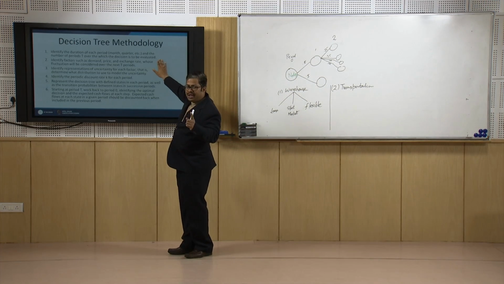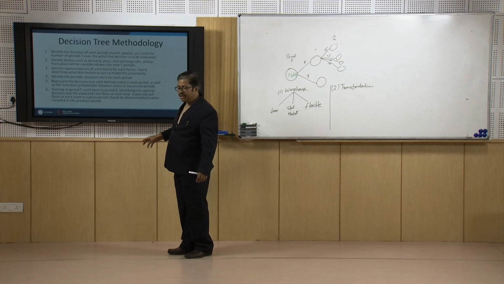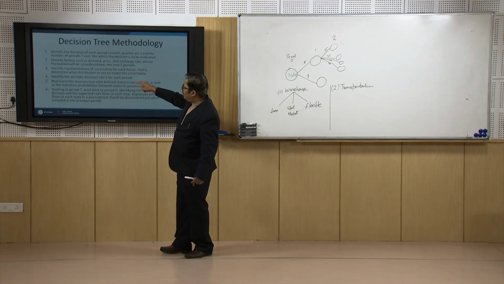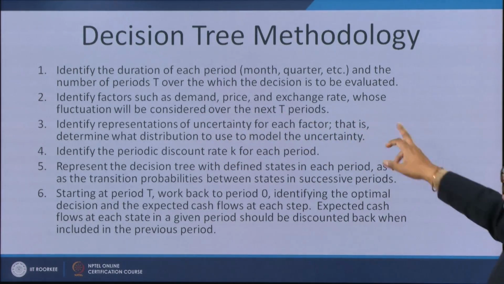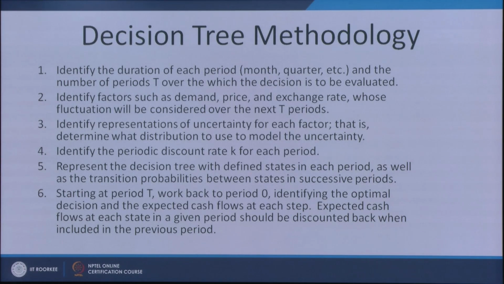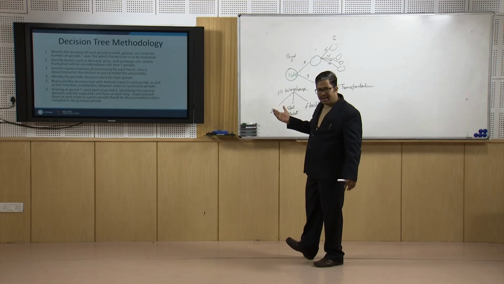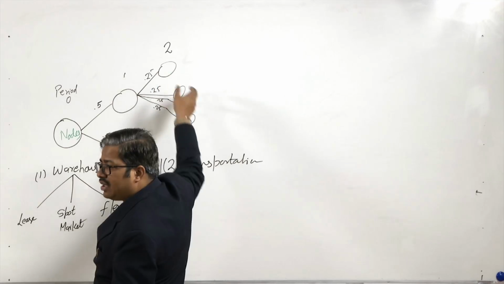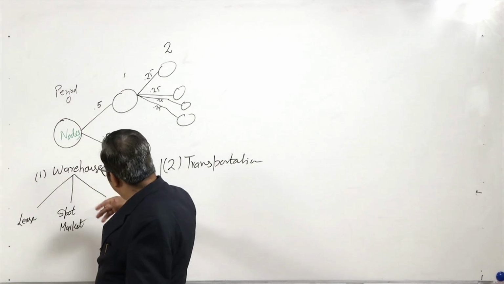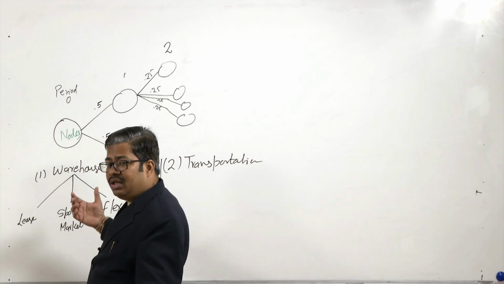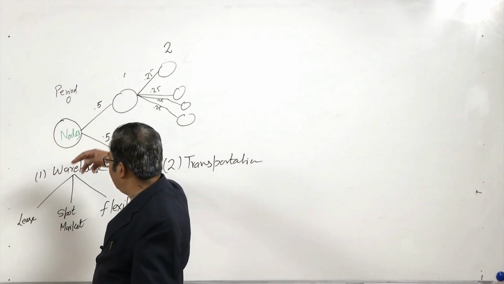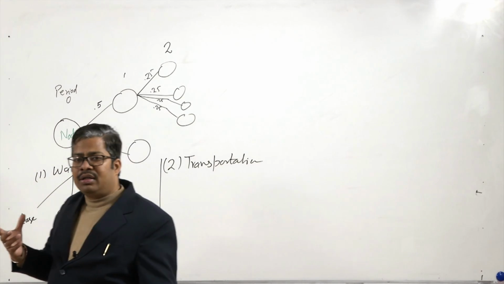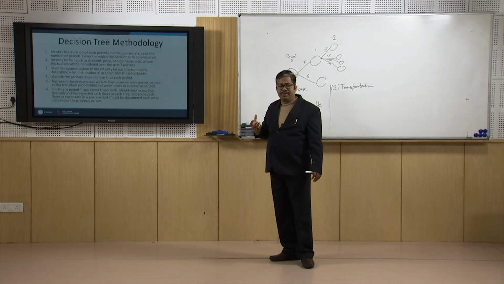So first we need to take a decision about the duration of period and the number of periods for which we want to develop the decision tree. The second factor is to identify factors such as demand, price and exchange rate whose fluctuations are to be considered for the T periods. Like price, we have discussed time and again that we are going to discuss price P, PU, PD, and then there are different possibilities of PU and different possibilities of PD also. Similarly, you can have demand also, increasing or decreasing.